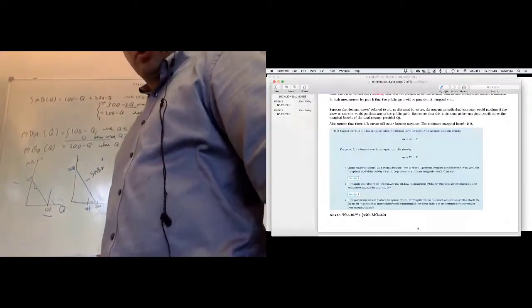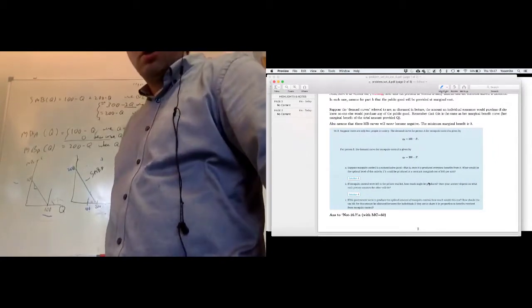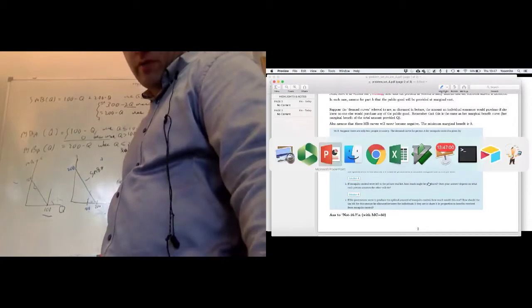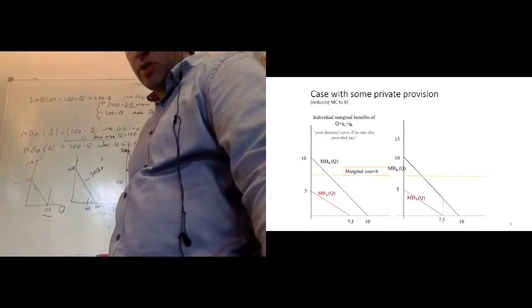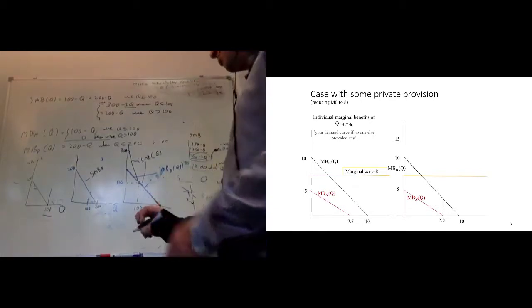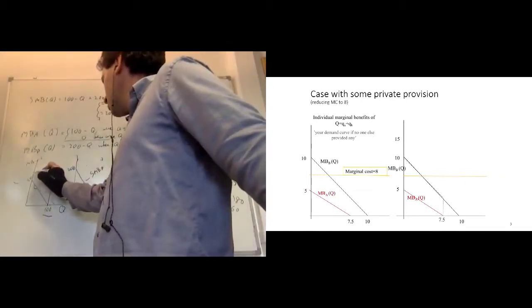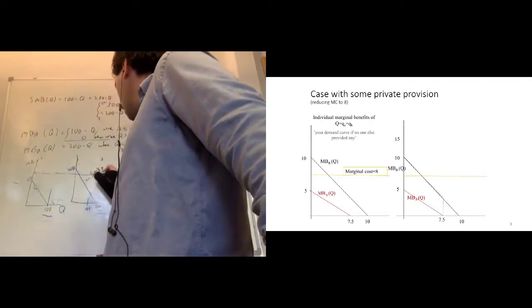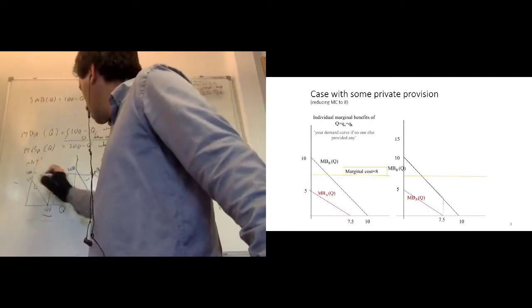Okay, if it could be produced at a constant marginal cost of 50 per unit. But I want to first look at it for 180 per unit, okay? Because 50 per unit is going to be a bit tricky and not characteristic of the public good. Marginal cost is 180 per unit, okay? So let's put this marginal cost here, 180.